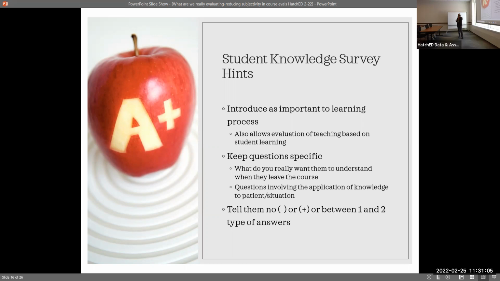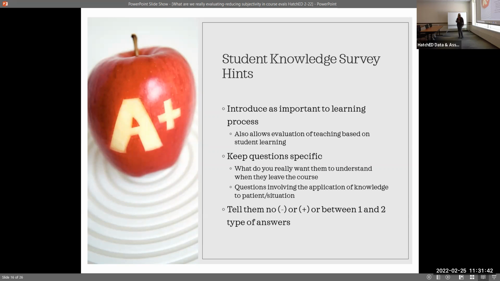The question is, what do you really want them to understand as they leave the course? What are the take-home points that you want them to gain? And those should be what you make your questions for the knowledge survey. Also, questions involving the application of knowledge to a patient or situation. In a clinical environment or in a practical experiential learning type of environment, you can customize the questions to what you want the student to gain from a particular internship, interaction, or so on. And so I think it's very customizable that way.